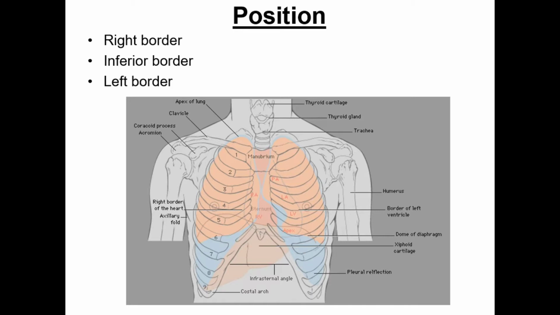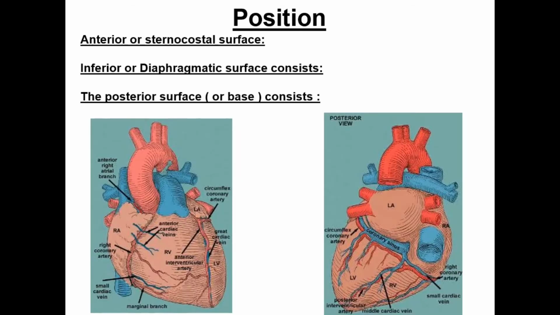The left border is mostly formed by the left ventricle. So this is the left ventricle and this is the left border. The auricle of the left atrium forms the uppermost part. You might be knowing about the auricle.